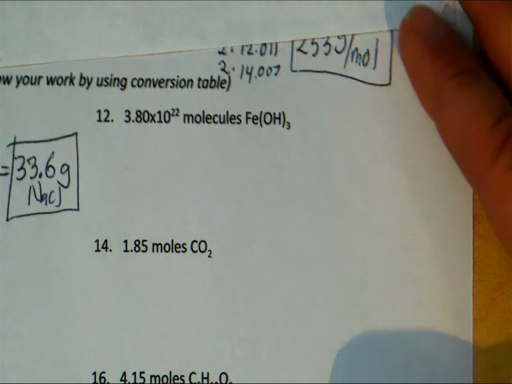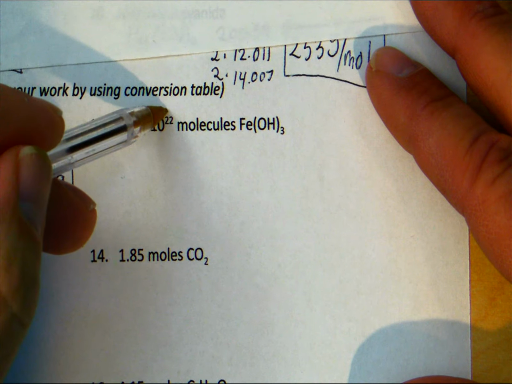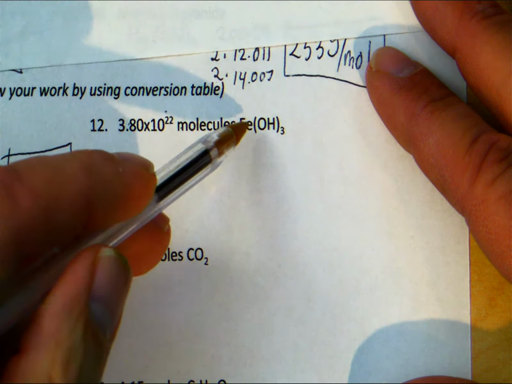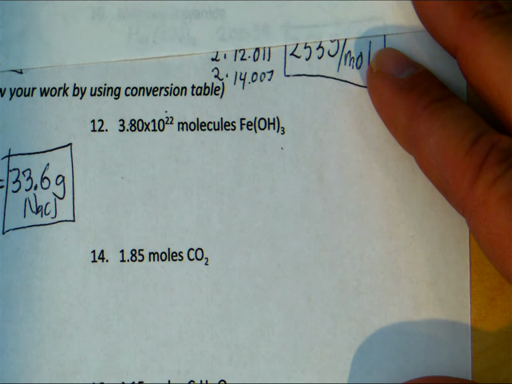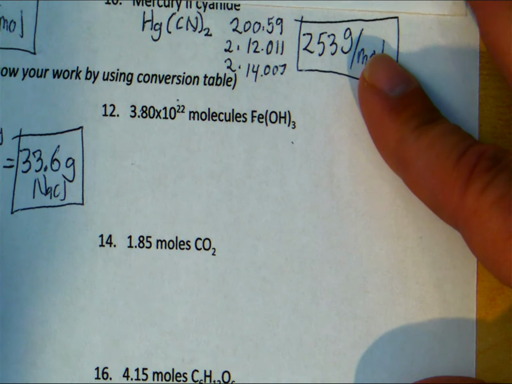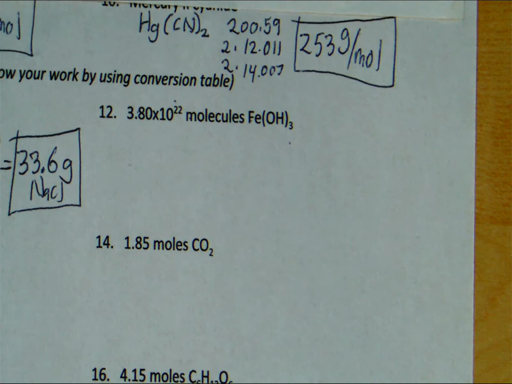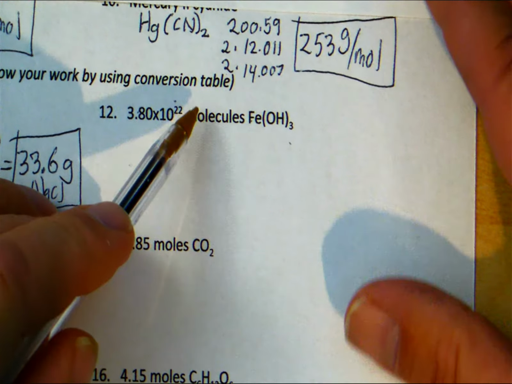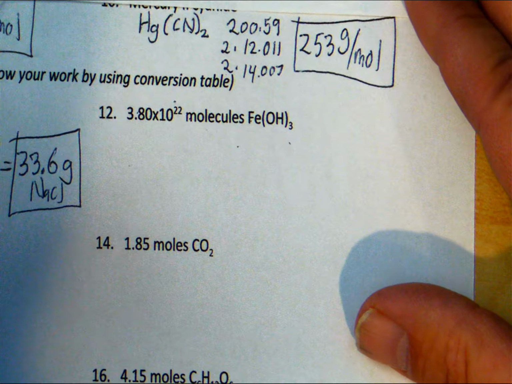Number 12. 3.80 times 10 to the 22nd power molecules of iron 3 hydroxide. It is still necessary to calculate the molar mass. Even though we're dealing with molecules here, we're going to turn these molecules into moles, turn the molecules into grams.